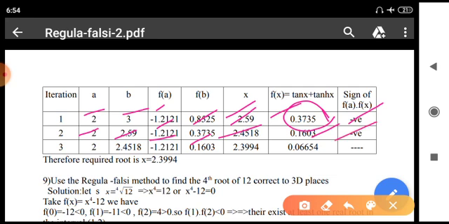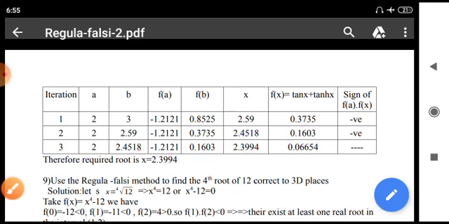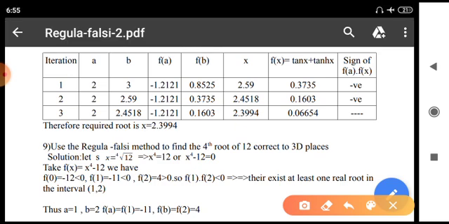Again the product is negative, because f of a is negative, f of x is positive. So again same steps, if the product is negative, we have to write x value under the column b. So a is same, f of a is also same. We have calculated f of b already in the previous step. So x value we will get it as 2.3994. Only 3 approximations are asked. So the required root after 3 approximations is x equal to 2.3994.